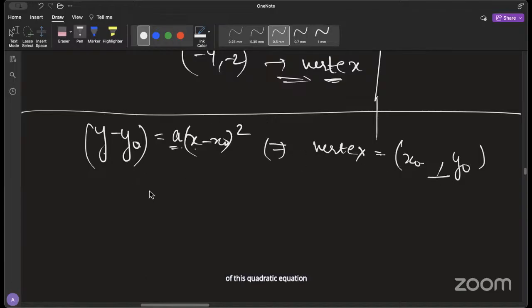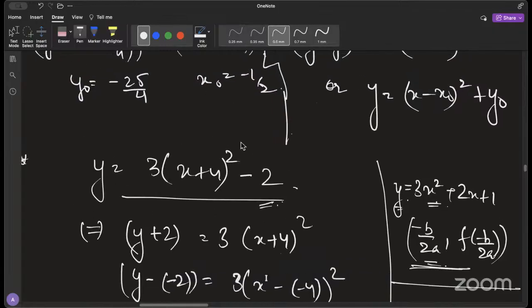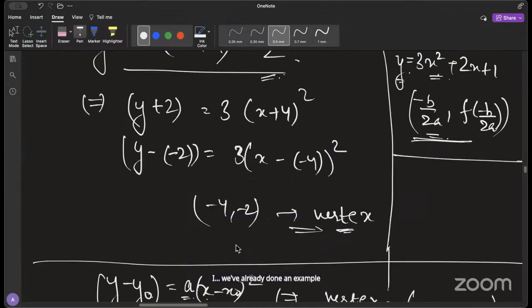Now, if you are given your equation in this format, then you can directly use the formula for y naught and x naught as we discussed. Do you have a particular doubt in this? Because we've already done an example on this, right?